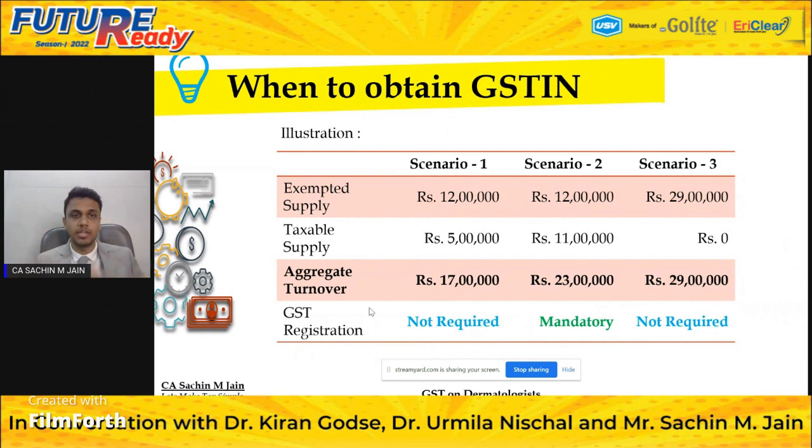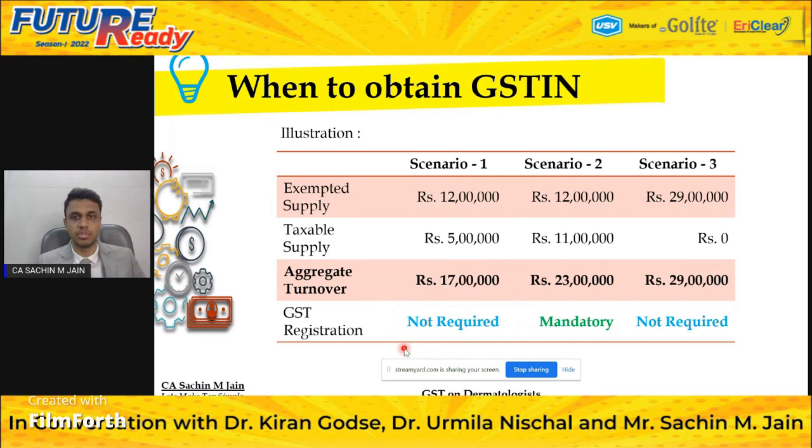So here I have prepared a small table to understand when to obtain GST registration. Although we know now that in case of a dermatologist, if the turnover crosses 20 lakh rupees in a year, we need to obtain a GST number. So let's understand with an example. In scenario 1, a doctor is providing exempted services of around 12 lakh rupees in a year, and has also provided 5 lakh rupees of taxable turnover.